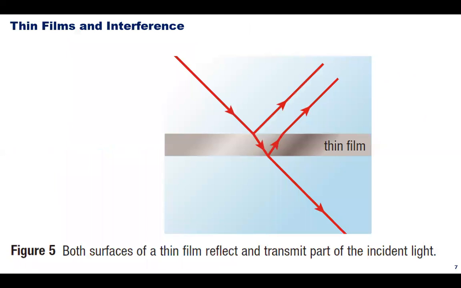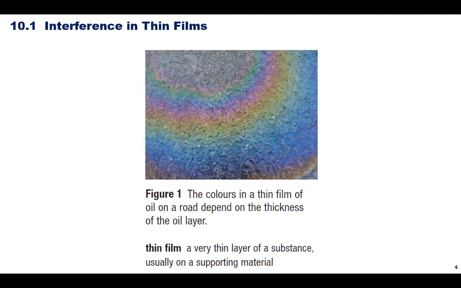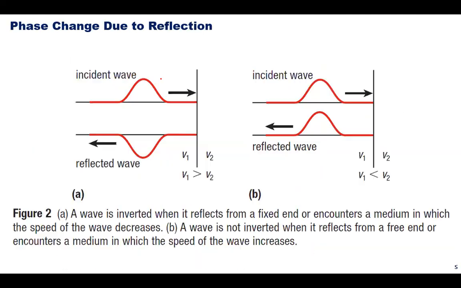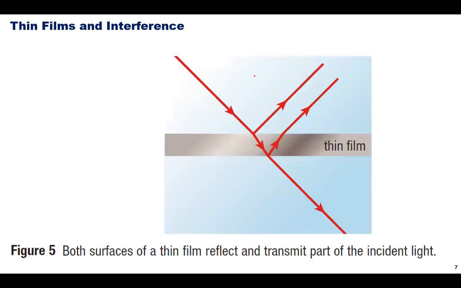Okay, to understand what leads to the colors from a film, such as the one here in figure 1, consider a thin film between two glass slides. For simplicity, assume that the light is monochromatic, or single pure color, so it has a single wavelength.